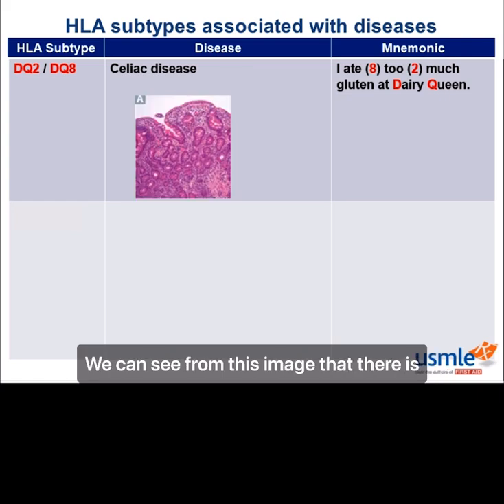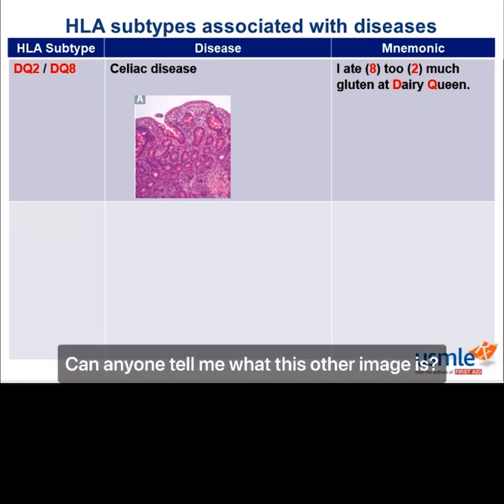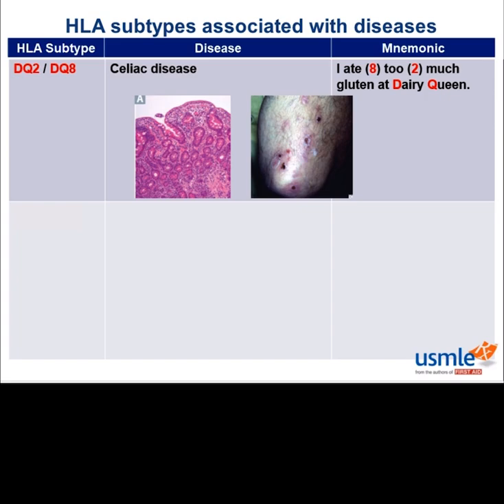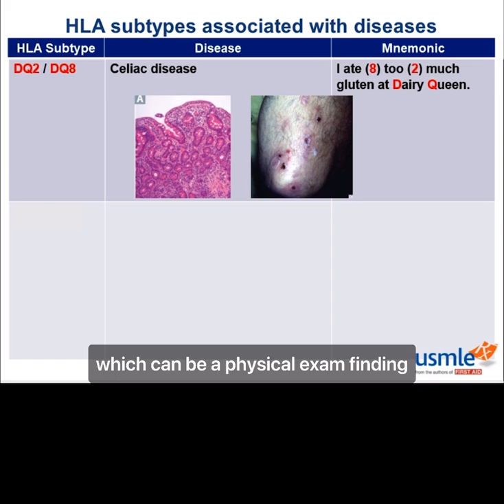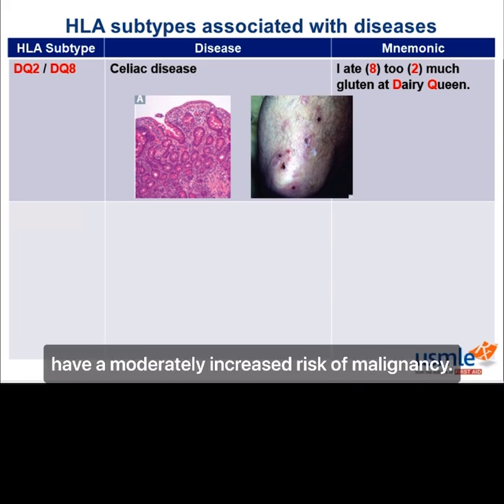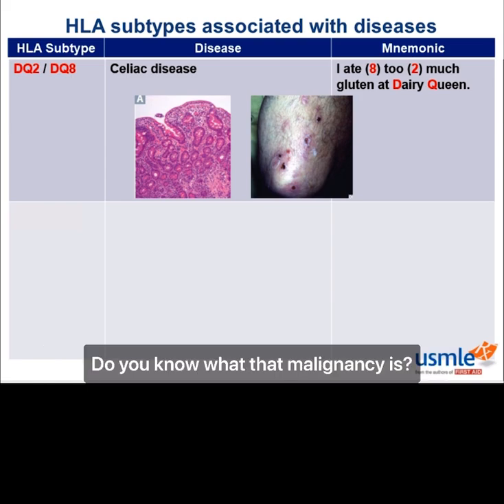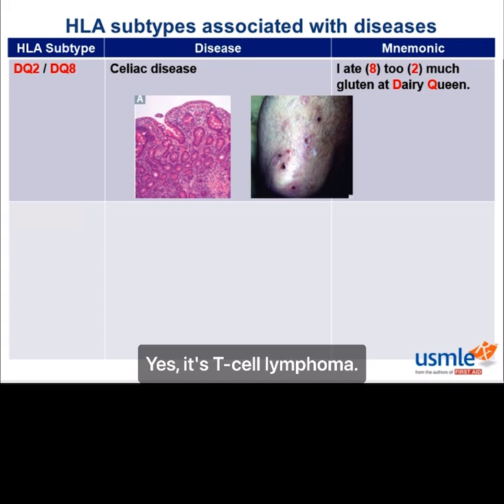We can see from this image that there is villus atrophy and crypt hyperplasia. So we've got villus atrophy here and crypt hyperplasia. Can anyone tell me what this other image is? You're right if you said dermatitis herpetiformis, which can be a physical exam finding in patients with celiac disease. Another very high yield association you should know is that patients with celiac disease have a moderately increased risk of malignancy. Do you know what that malignancy is? Yes, it's T-cell lymphoma.